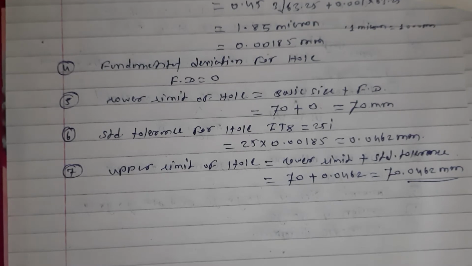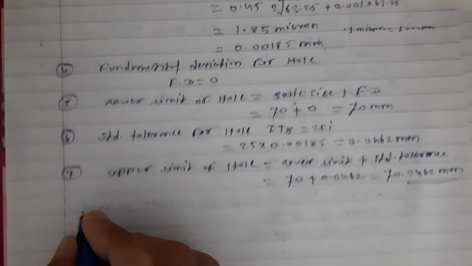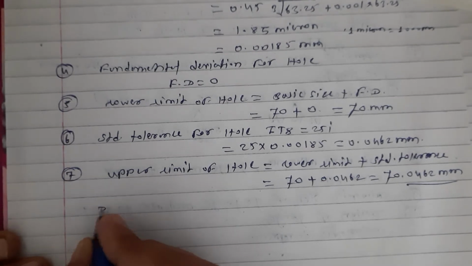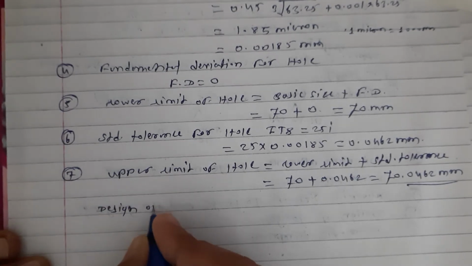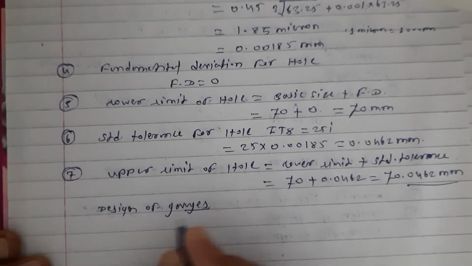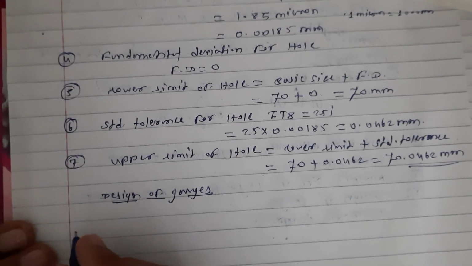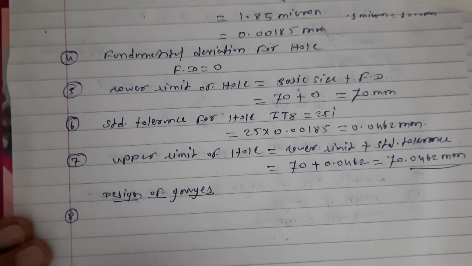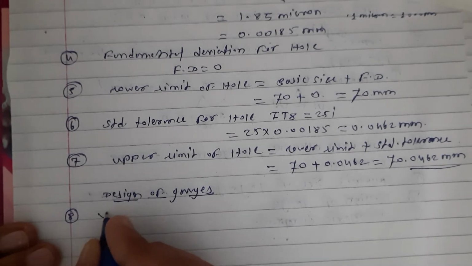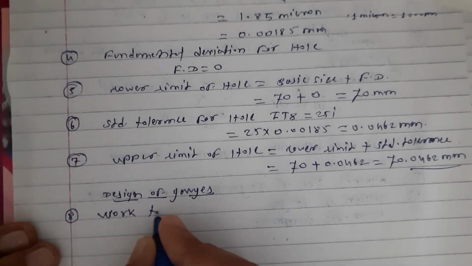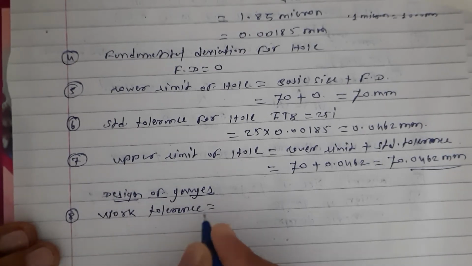Once you have the upper limit and lower limit, we will go on to the next step, design of gauges for the hole. In the design of gauges, I will continue the steps. See, step number 8, you have to find the work tolerance. How to calculate that work tolerance?